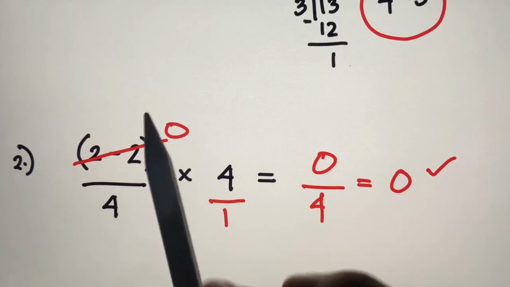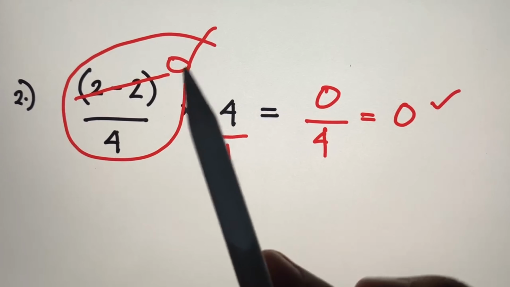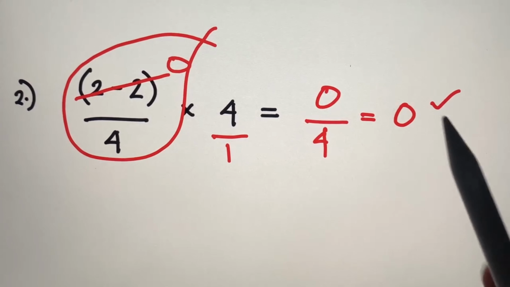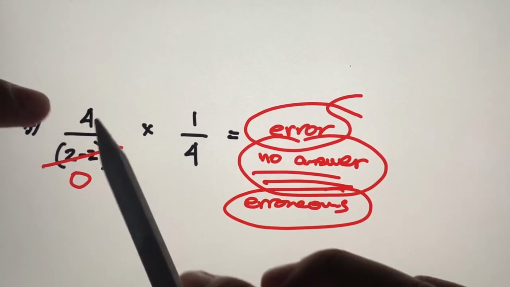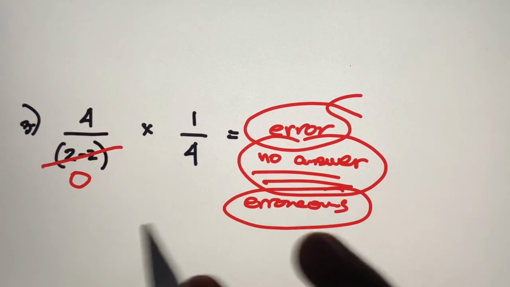So don't be confused about this one. Somehow, this is quite a bit confusing. If you divide 0 by any number, that's valid. You will have an answer of 0 instead. But dividing a number by 0, that is an erroneous problem. It should have no answer at all.